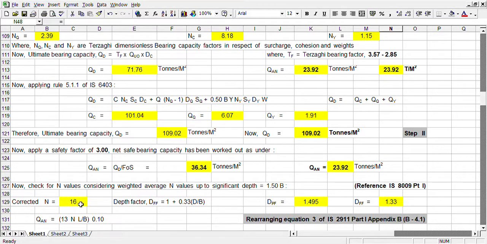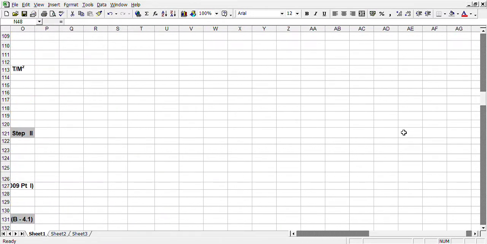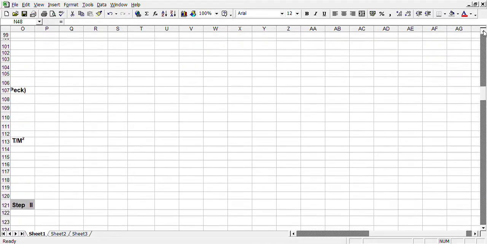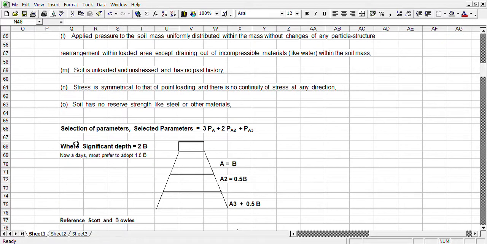Our N value, after correction. There are two types of correction: one is overburden correction, another is dilatancy correction. After correction and taking the average, we must determine this average by considering some other aspects.